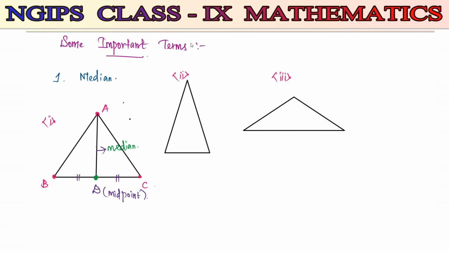Median is nothing but a line which is drawn from any vertex to the opposite side. That particular line divides the opposite side into two equal parts. BD is equal to DC. Then this particular line we call the median.